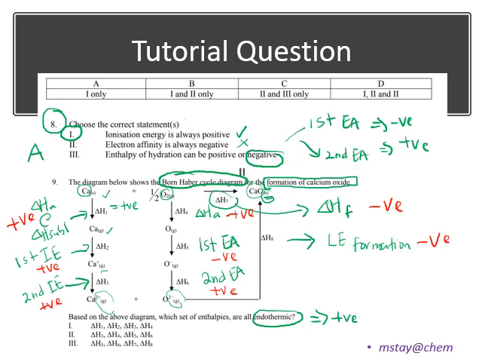So delta H1 positive, delta H2 positive, delta H3 positive, delta H4 positive, 5 is negative, 6 is positive, 7 negative, 8 negative. So similar to question number 8, the answer for question number 9 is also 1 only, so it is A.